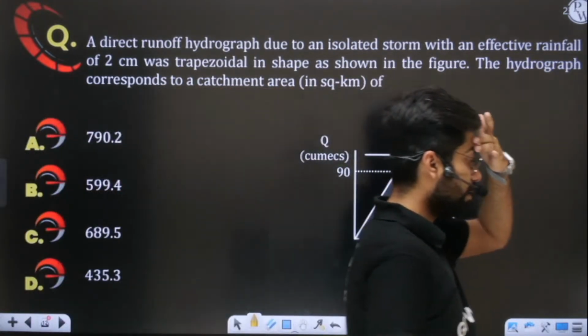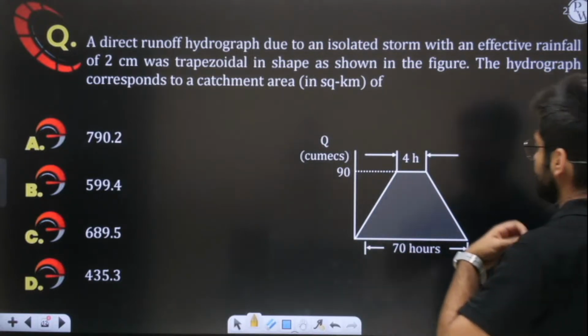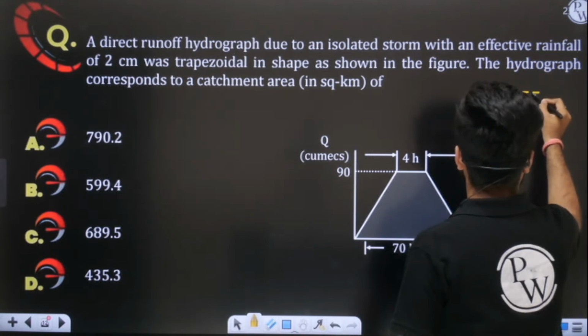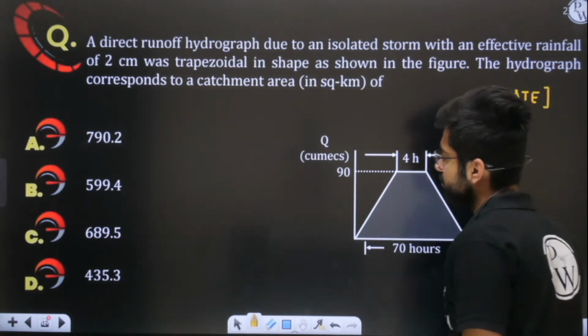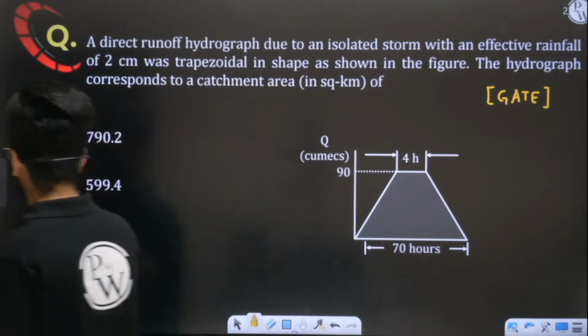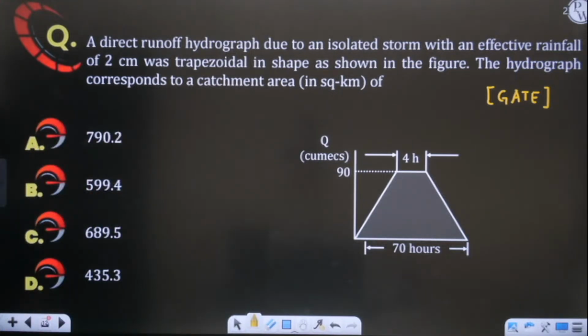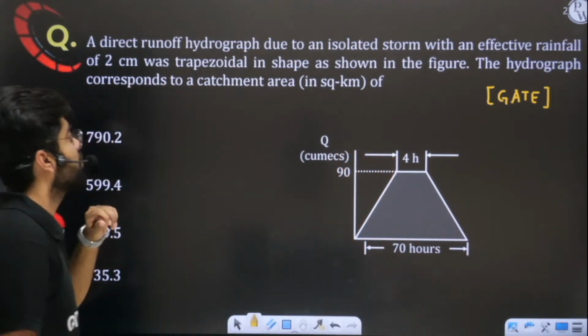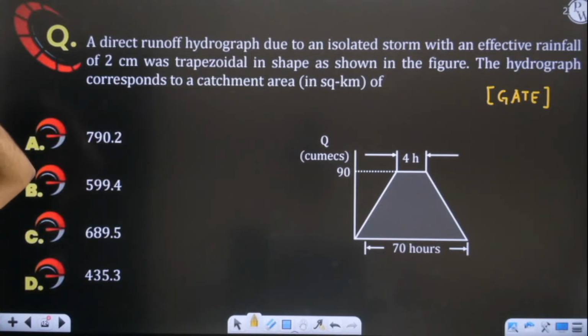Perfect. Now, one more question has been asked in the GATE examination. Okay, sir. So tell me A, B, C, D, which option is correct here? This is 70. This is 4 hours. This is 90. Find the area in square kilometer. I am giving you 1 minute's time. Solve it quickly. After this, we'll move on to the next concept. Very important one.